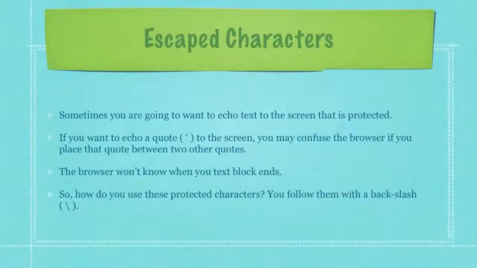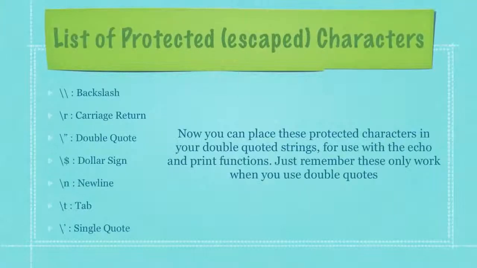So how do you use those protected characters? You follow them with a backslash. Here is a list of some protected or escaped characters. Now you can place these protected characters in your double quoted strings for use with the echo and print functions. Just remember, these only work when you use double quotes.